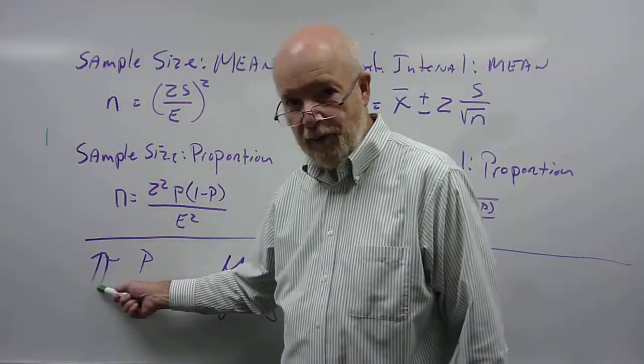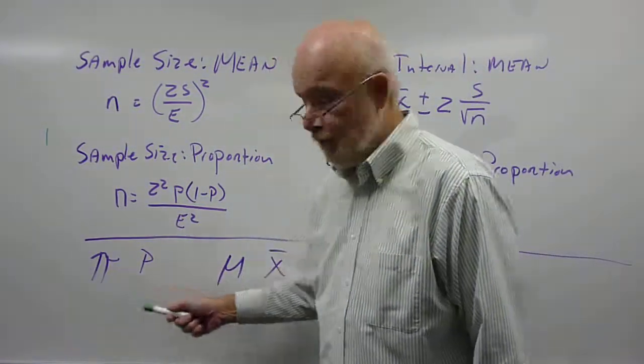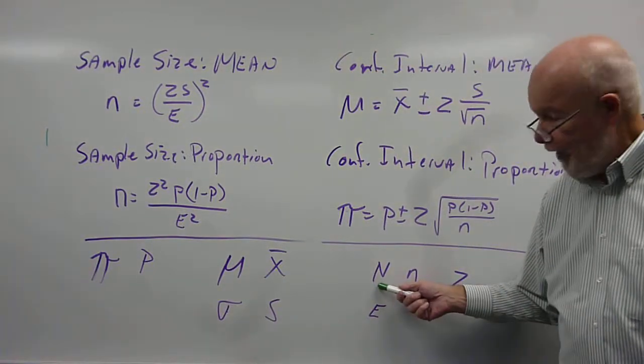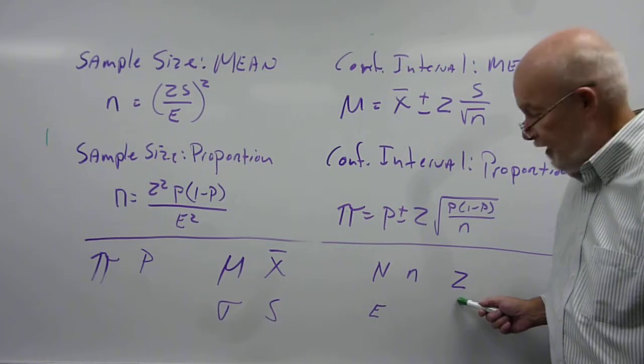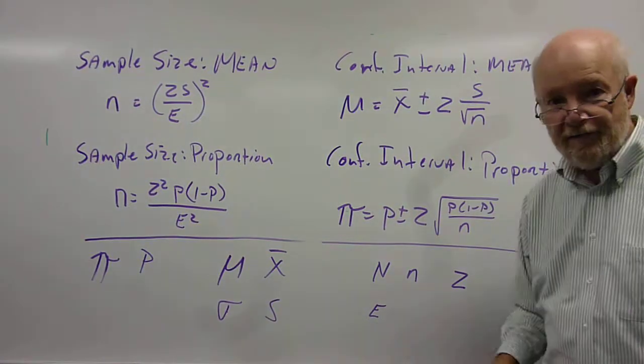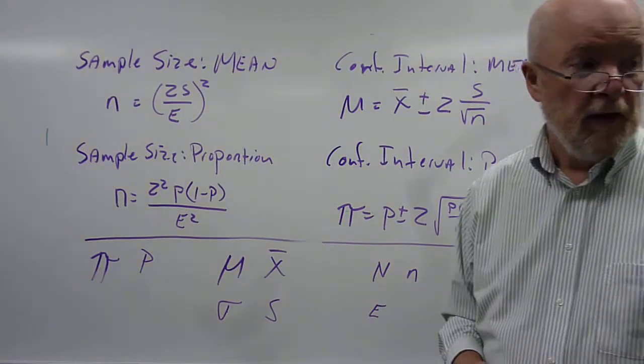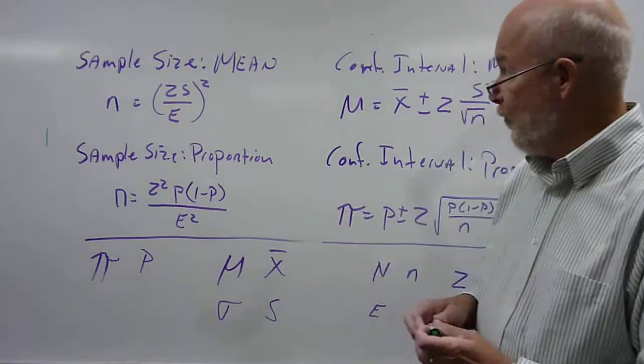Over here we have the population proportion. We have the sample proportion. We also have population size, sample size. We have our z value, which is based on the confidence that we want to have, and our e value, which is our allowable error. So we have four formulas, only four formulas.